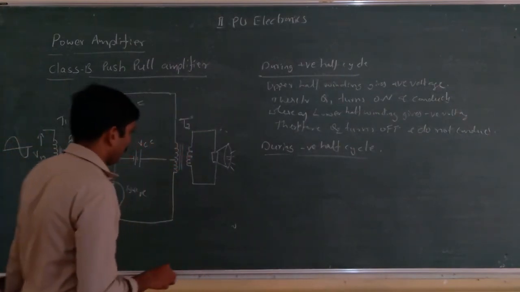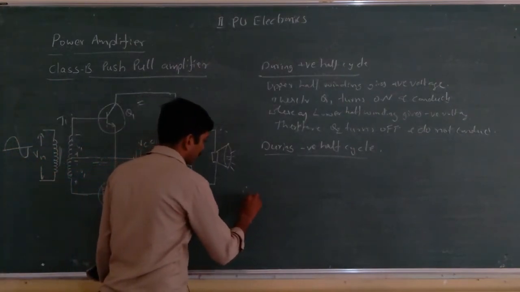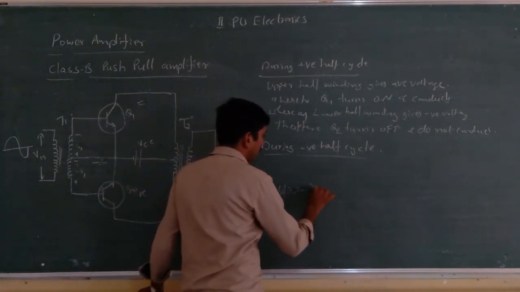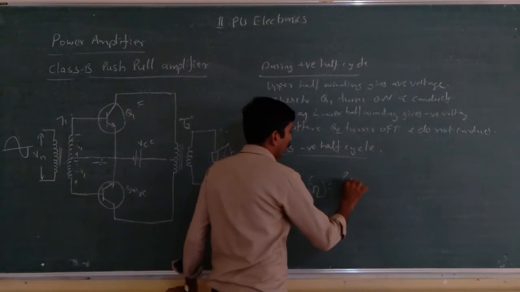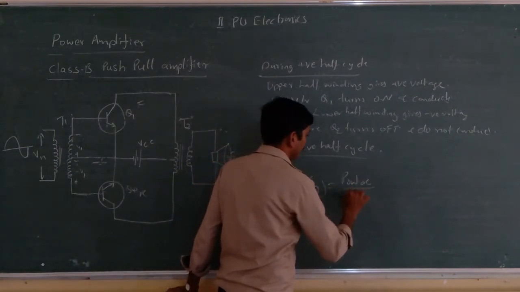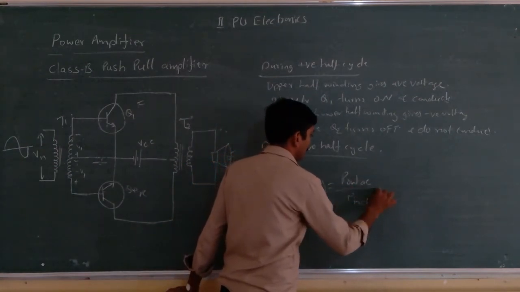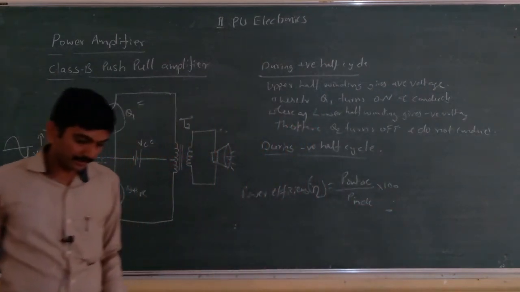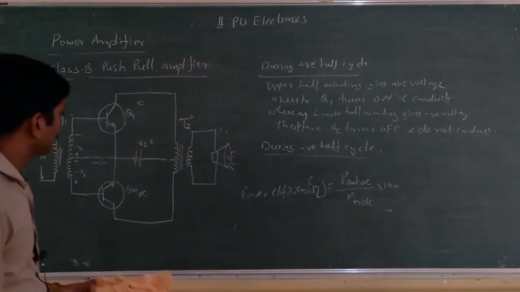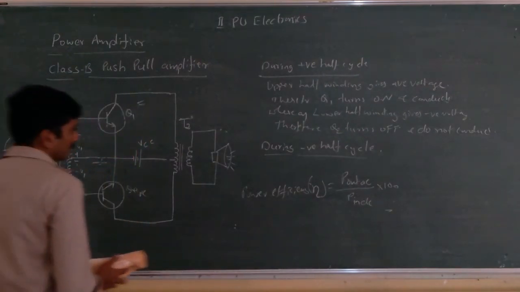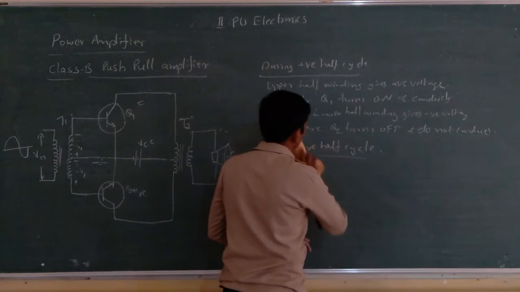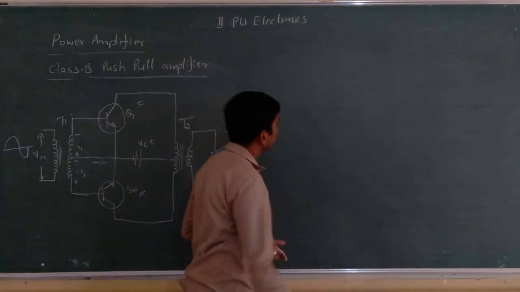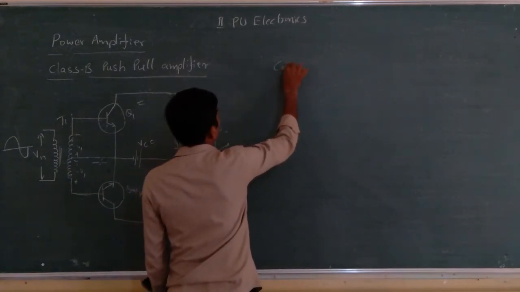So its power efficiency is eta equal to P out AC divided by P in DC into 100. This is its power efficiency. Now, there is one problem. That problem is crossover distortion. So what is crossover distortion?